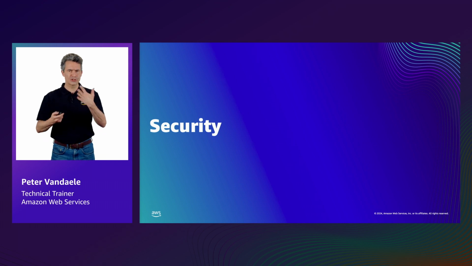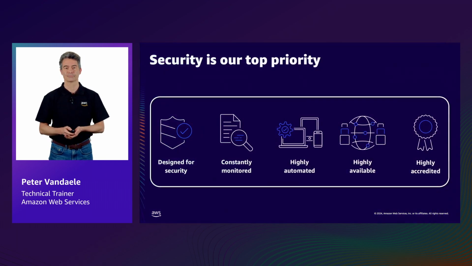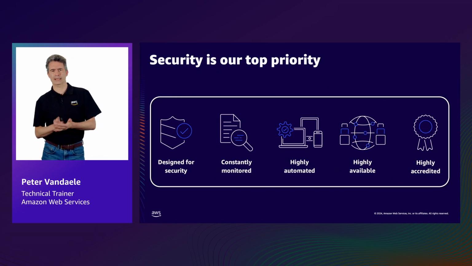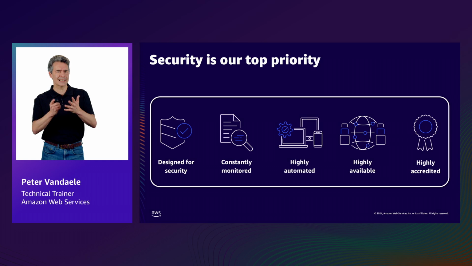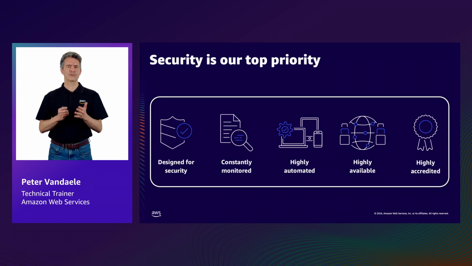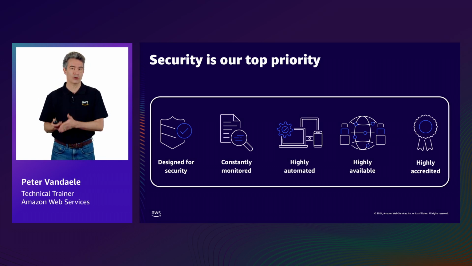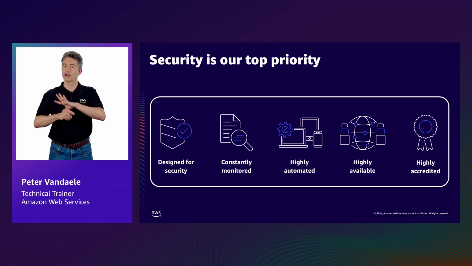Next, we'll change gears and talk about security. Security is job zero at AWS. It is the highest priority. As an AWS customer, you'll benefit from a data center and network architecture that is built to meet the requirements of the most security-sensitive organizations. AWS infrastructure has been architected to be one of the most flexible and secure cloud computing environments available today.